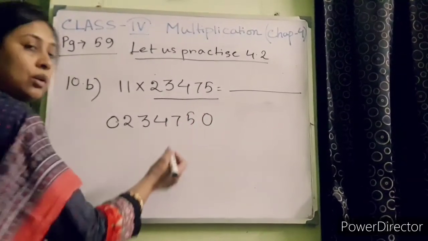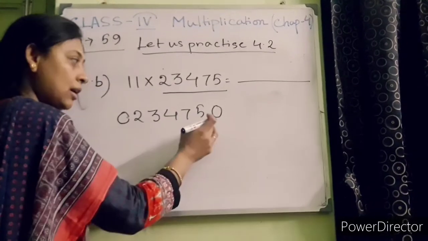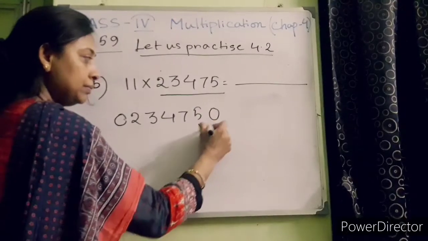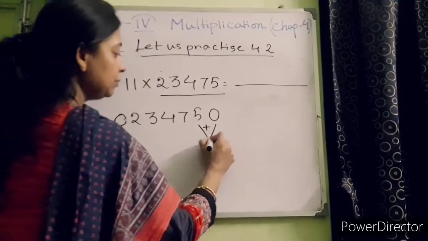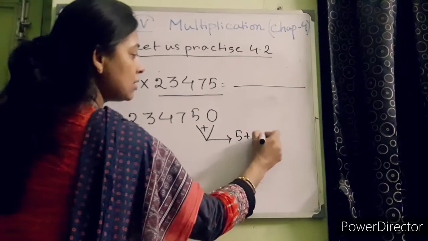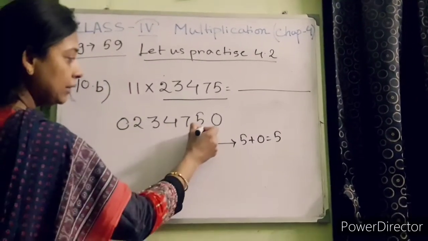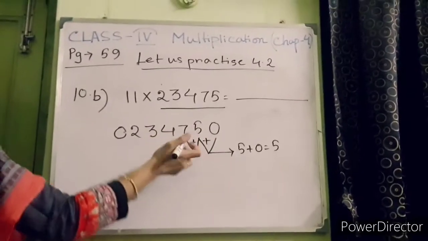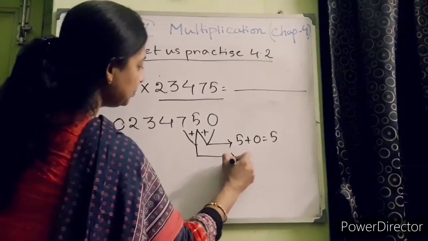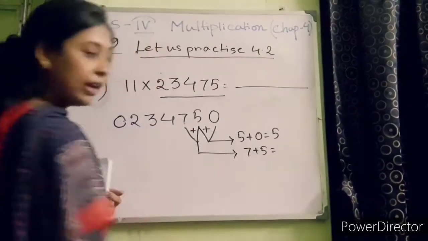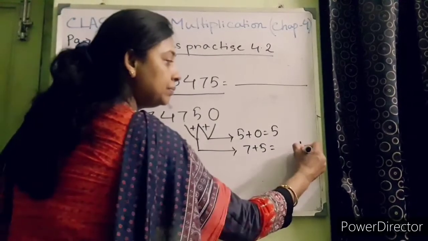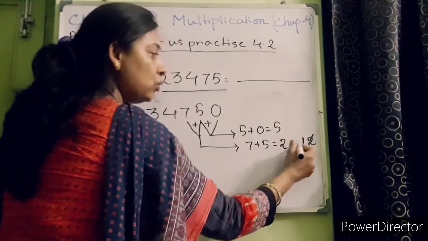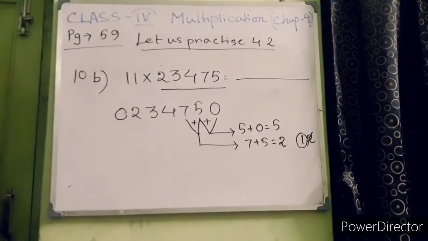Next rule, you have to add the last 2 digits. Okay, that means 5 plus 0. 5 plus 0 is 5. After that 5 plus 7 or 7 plus 5, that is 12. You cut 2 and write 2 here, and 1 is in your hand.